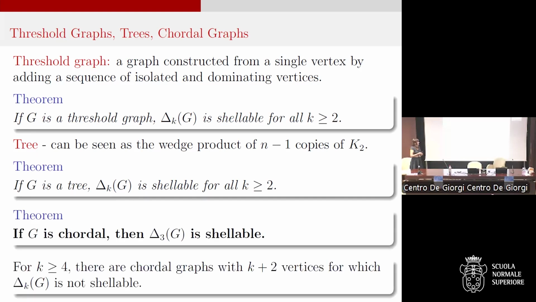And now there is this nice theorem, which is a bit harder, and it says that whenever a graph is chordal, then its 3-cut complex is shellable. So it's a kind of extension of Froberg's result. Unfortunately, that does not hold for higher k. We've constructed some chordal graphs for which this complex is not shellable.